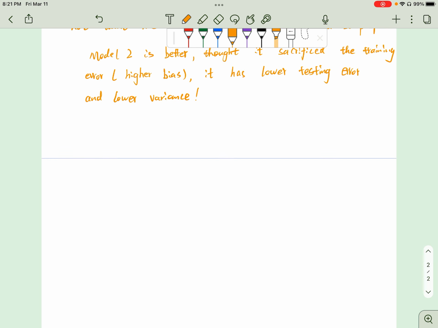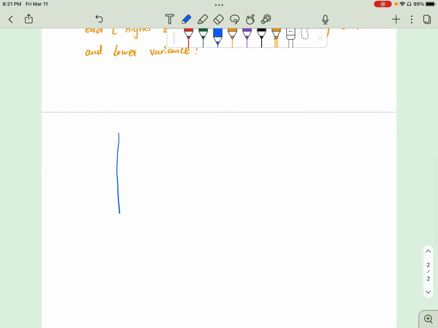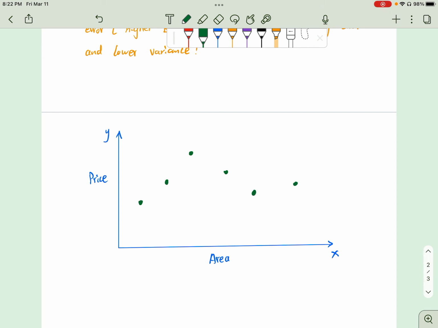If you didn't get the idea, we can have another example. Suppose we have this example here. Also use the price of house prediction example. We are all very familiar with this. Now, suppose we have this kind of training example here. We have a house here, a house here, a house here, a house here. And then we have 6 houses again.